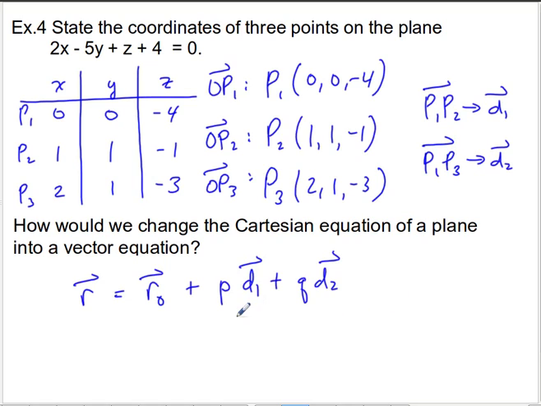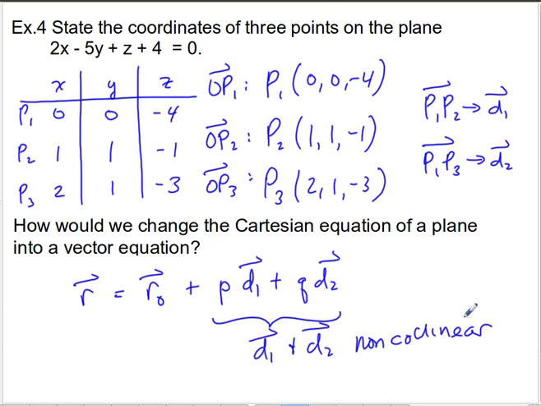The important part here is that D1 and D2 must be non-collinear. So you might have to check that. Just check and see whether or not one of these is a scalar multiple of the other.